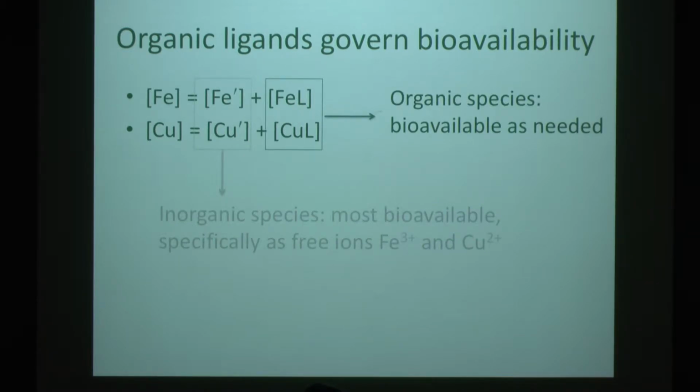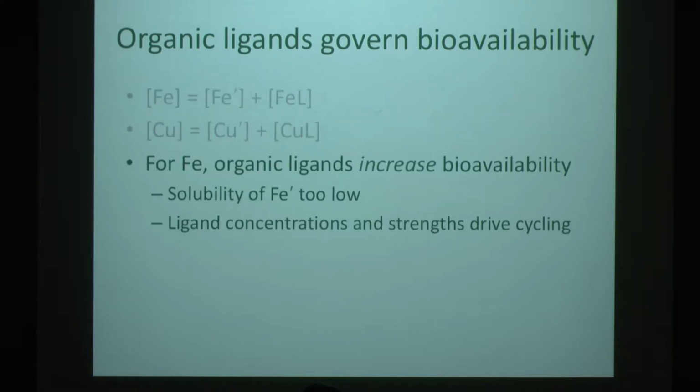The organic species we are increasingly learning are bioavailable as needed. So if the phytoplankton can't get enough of the inorganic form, they will find a way to get the organic form. Never underestimate the biology. They will find a way. For iron, organic ligands overall increase the bioavailability of iron, and that is because the inorganic solubility of iron in seawater is vanishingly low. Iron is very reactive. It reacts with oxygen. We have a lot of oxygen in the modern ocean and in the modern atmosphere, so the solubility of iron is very, very low.